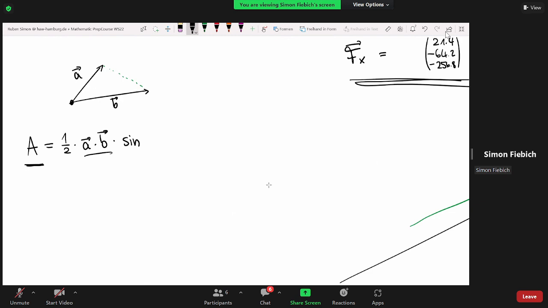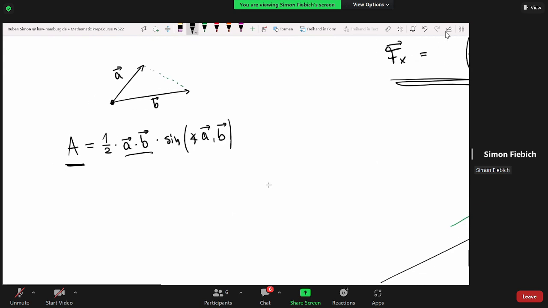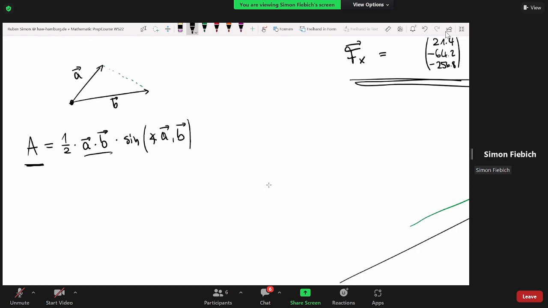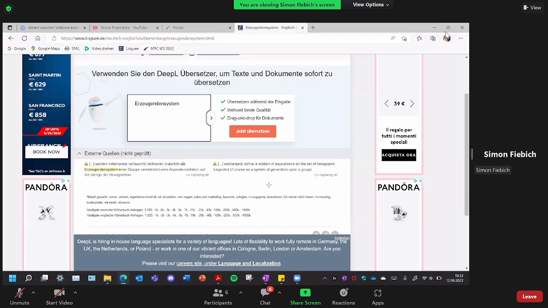Times, oh no, just a second. I think it's just 1/2 times A times the sine of the angle between these two. But I have to look it up again. But there's a formula like this. No, it doesn't work again. Yeah, but I think it should be right. So 1/2 times A times B, so A dot B, times the sine of the angle between these two. Second, let me check it.